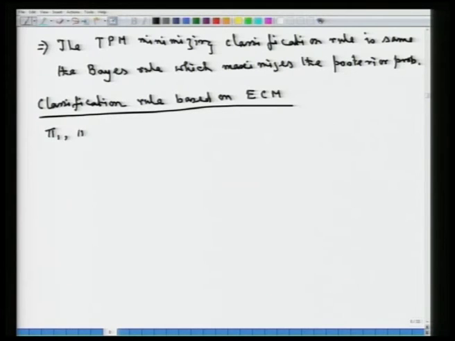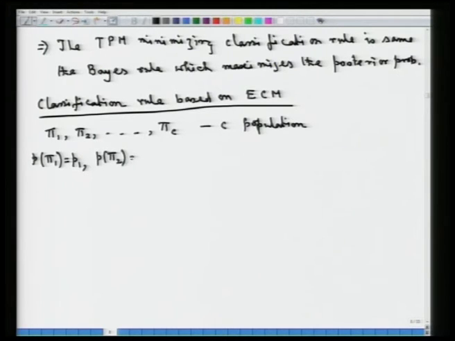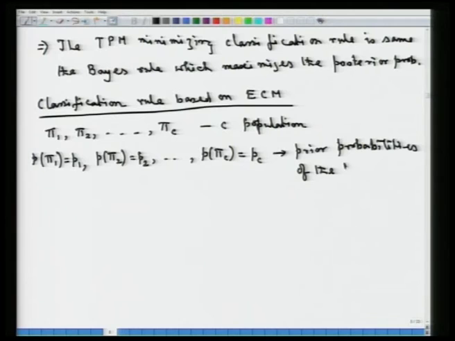We have π1, π2, πc. These are the C possible populations into which an observation can belong, and then we have these as the prior probabilities. Let us write p(π1) to be equal to p1, p(π2) denoted by p2, and p(πc), which is the prior probability of the cth population, given by pc. So, these are the prior probabilities of the populations.